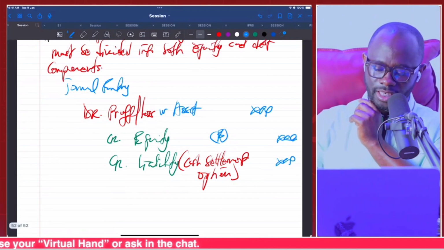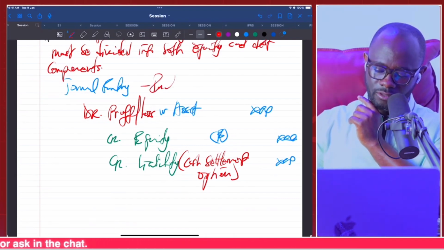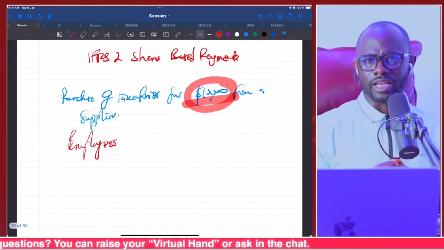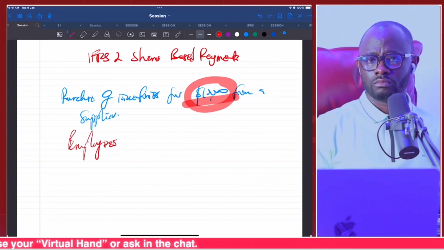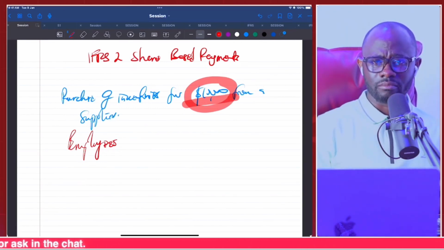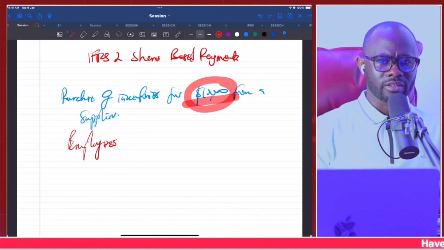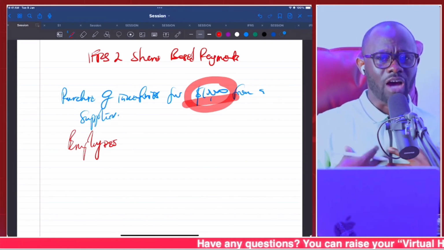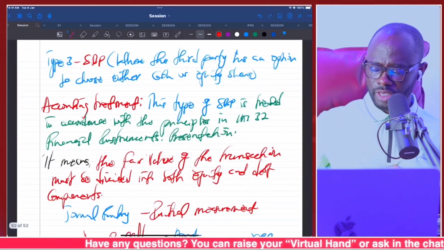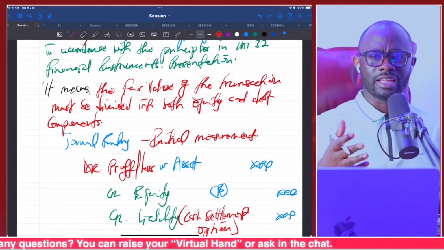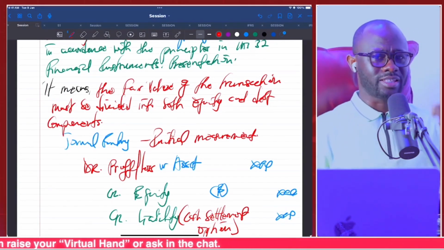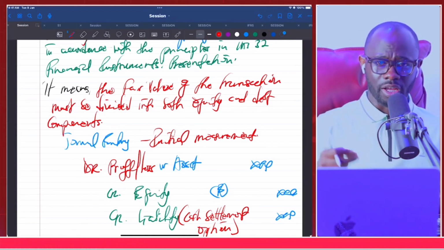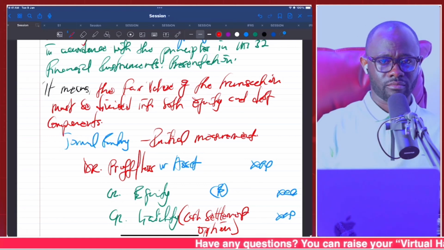This is initial measurement. So we've bought from you. We owe you $10,000. But guess what? You have two options in 3 months' time. Get your $10,000 or get some equity shares. All right. How should we account for it in our books? Initial measurement. The standard says that this should be treated as a compound financial instrument in accordance with IAS 32, financial instrument presentation.